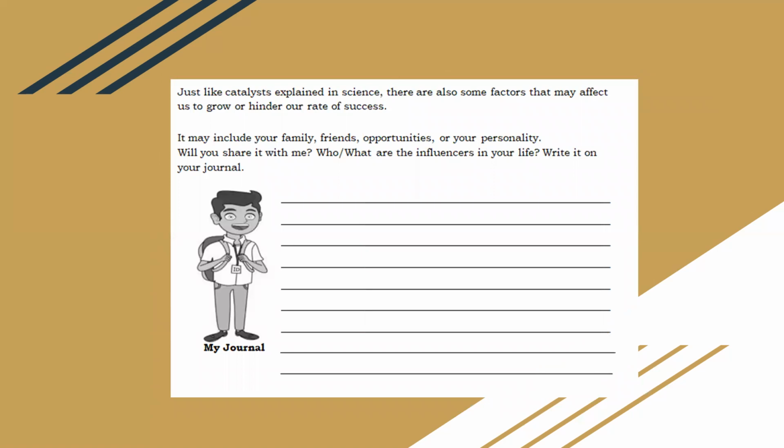Another one is, just like the catalyst explained in science, there are also some factors that may help us grow or hinder our rate of success. It may include your family, friends, opportunities, or your personality. Will you share it with me? Who are the influencers in your life? Write it in your journal.